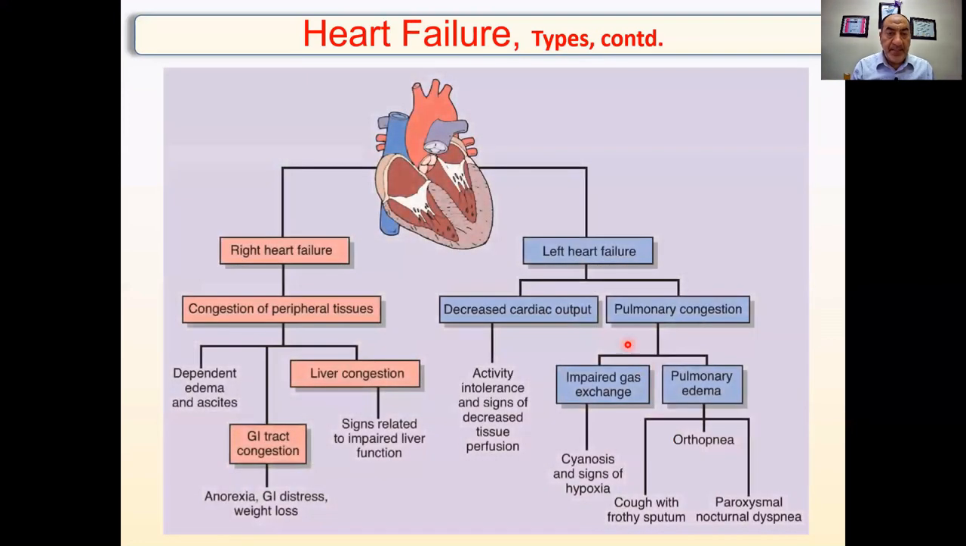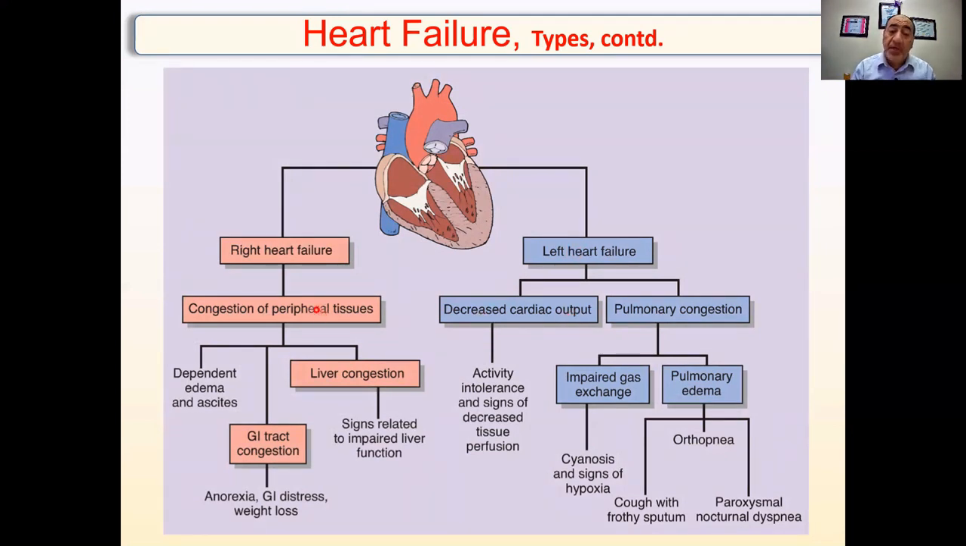Another classification is whether it is right-sided heart failure or left-sided heart failure. Sometimes they call it right heart failure, left heart failure. I'd like to start with left heart failure because usually this is the form of heart failure that starts in the beginning. This one will show decreased cardiac output.